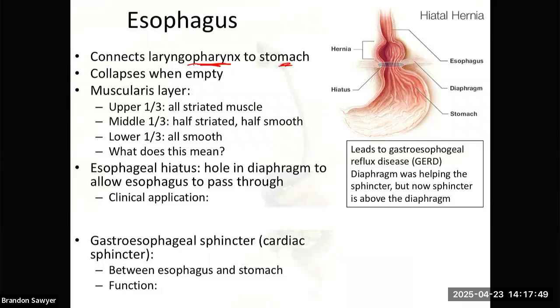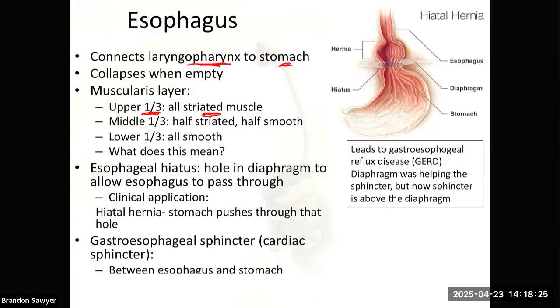It has three different parts to it. The upper third of it is all voluntarily controlled skeletal muscle, striated muscle. The middle third of it is half and half smooth muscle, half striated, and then the bottom part is all smooth muscle. So the top part is all voluntarily controlled, we can think about it and contract it. The middle part is half and half, and the bottom part we can't voluntarily contract at all. It's all just automatically controlled.